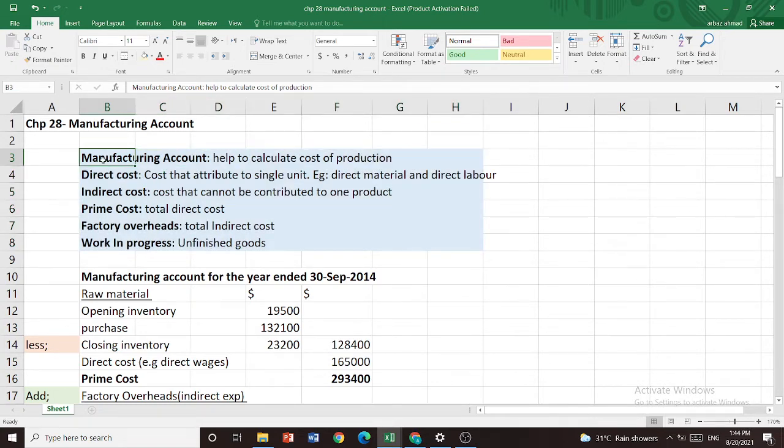Okay, so manufacturing account, I explained earlier, is an account where you can calculate the cost of production. So if you are manufacturing anything, for example a calculator, you will need the buttons, the battery, the screen, maybe the solar panel if you are having one in it, and the plastic cover. So you need to have many things. All these things you are buying from different suppliers.